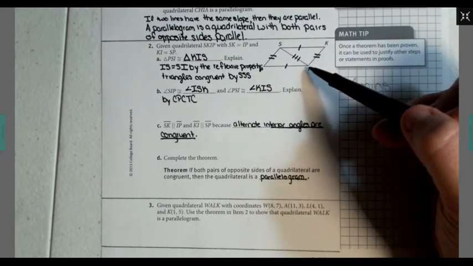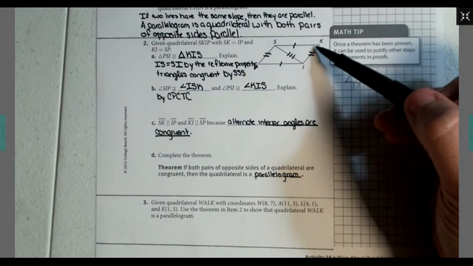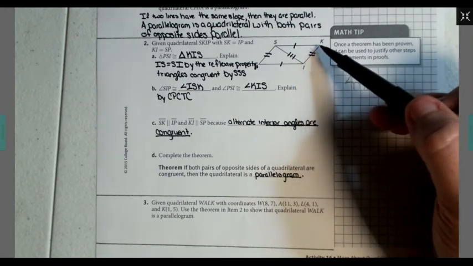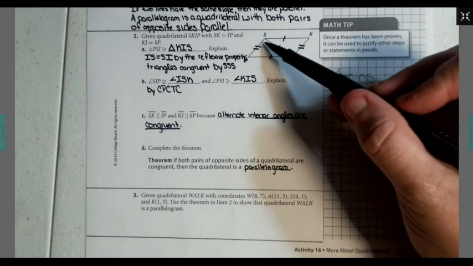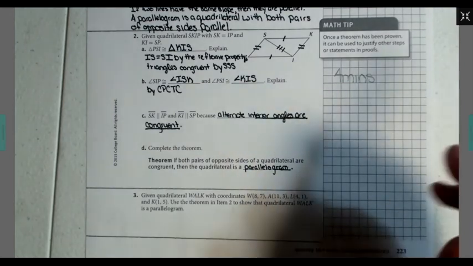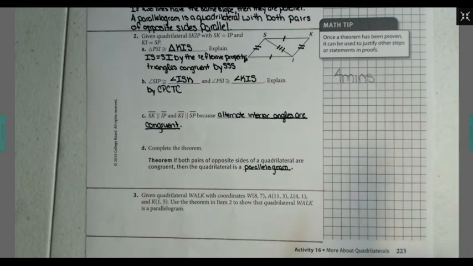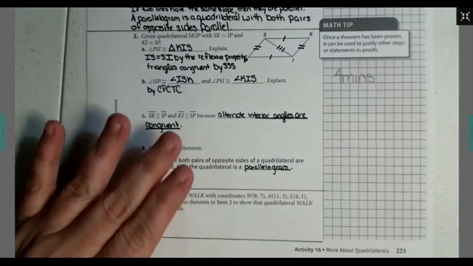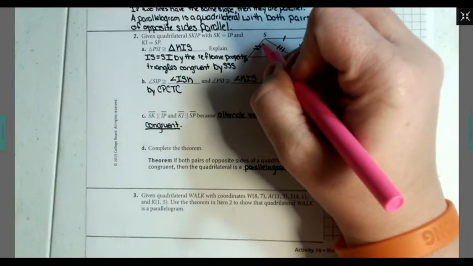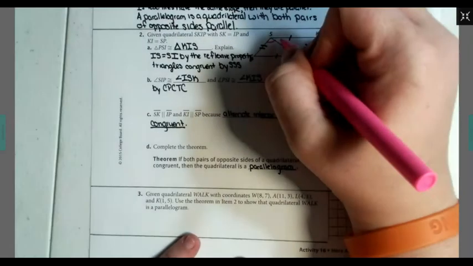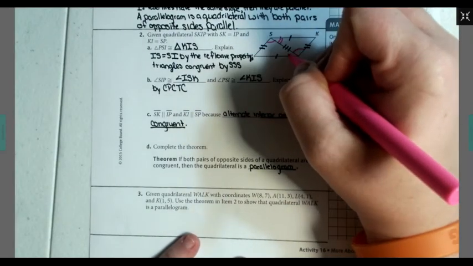Now, angle SIP is congruent to angle ISK, and angle PSI is congruent to angle KIS, and that's because corresponding parts of congruent triangles are always congruent. Now, what I have just stated here was that this angle is congruent to this angle, and I have also stated that this angle is congruent to this angle.